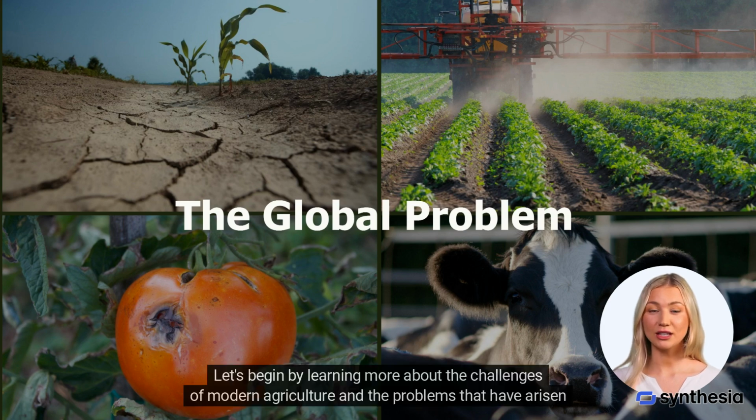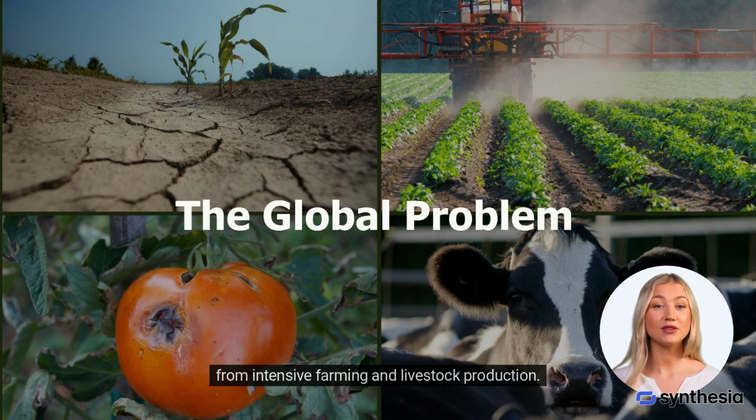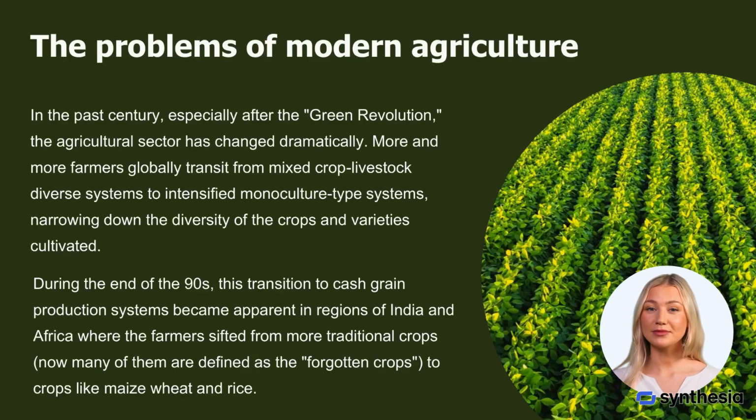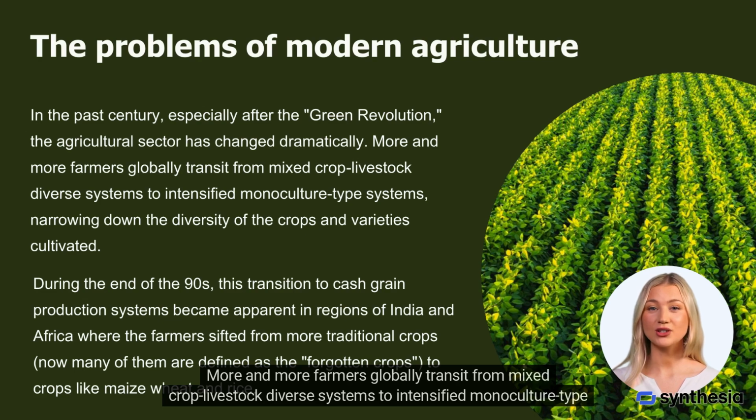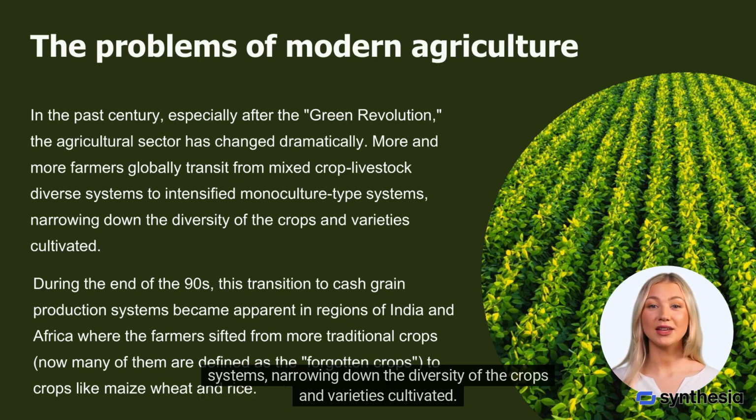Let's begin by learning more about the challenges of modern agriculture and the problems that have arisen from intensive farming and livestock production. In the past century, especially after the Green Revolution, the agricultural sector has changed dramatically. More and more farmers globally transit from mixed-crop livestock diverse systems to intensified monoculture-type systems, narrowing down the diversity of the crops and varieties cultivated.